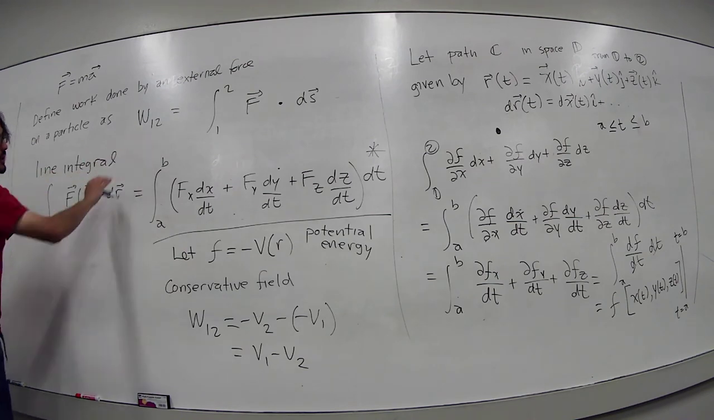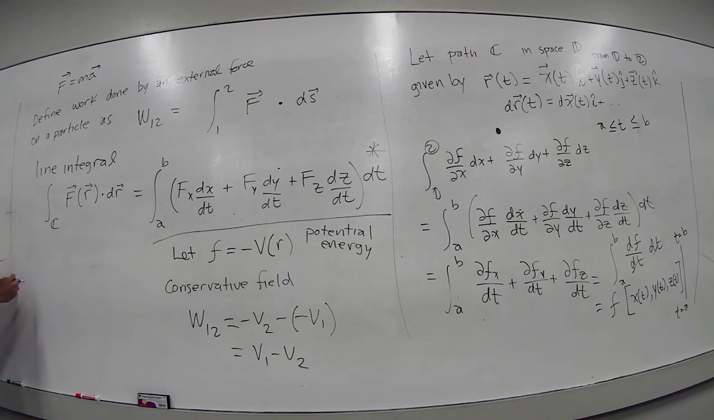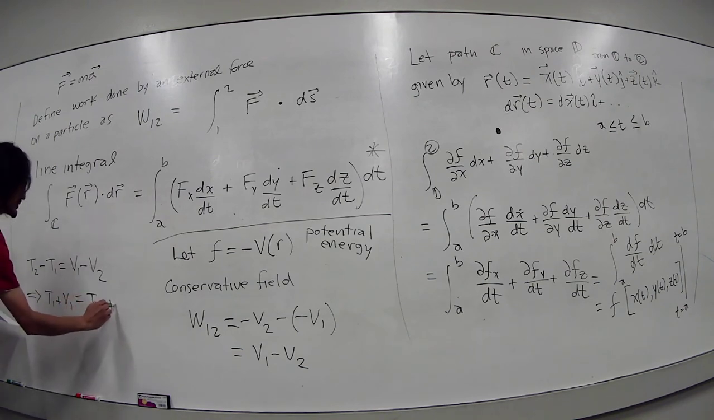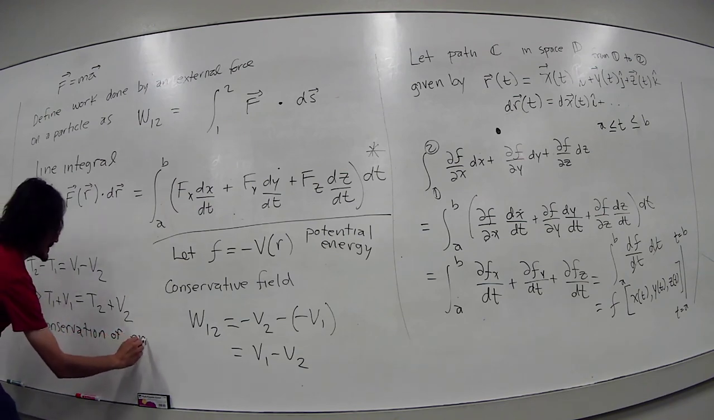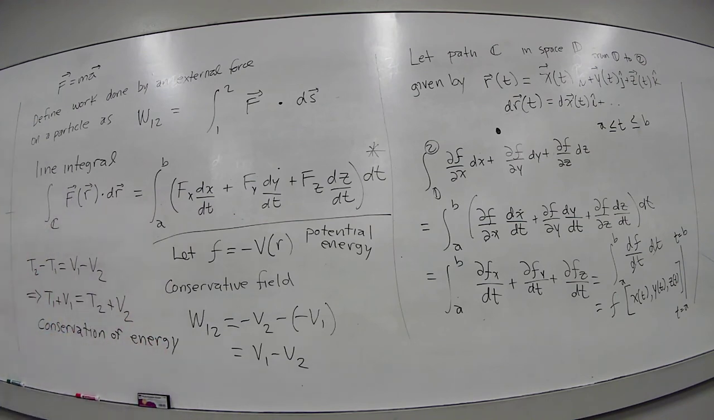We had derived this one for the kinetic energy, and it was T2 minus T1. So T2 minus T1 equals V1 minus V2. T1 plus V1 equals T2 plus V2. This is conservation of energy. So the theorem is, if the external force is conservative, then energy is conserved, total energy, kinetic plus potential.